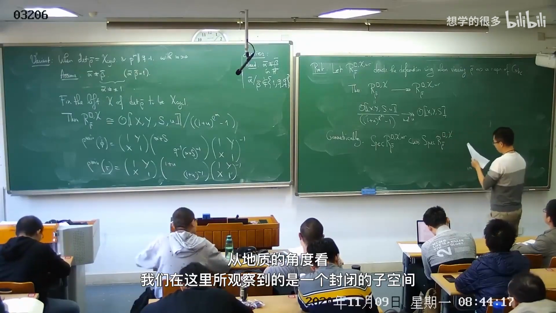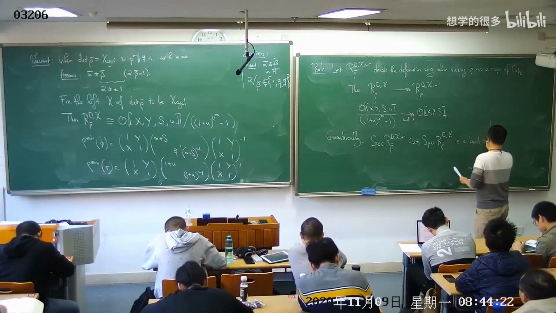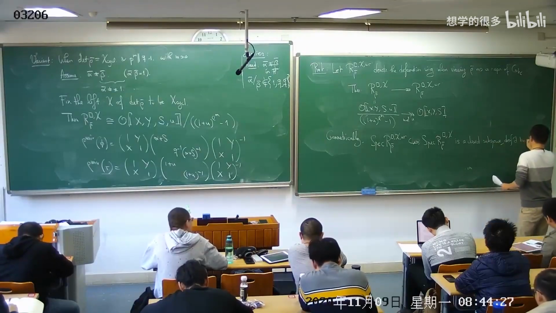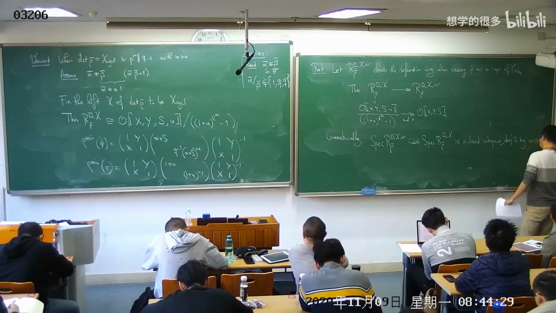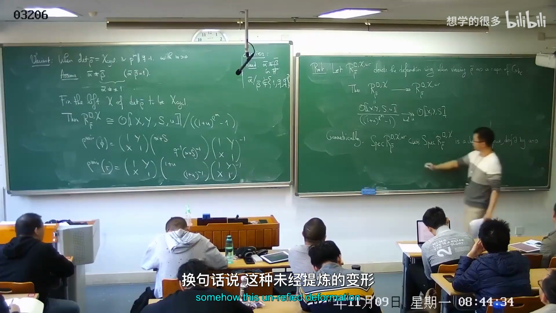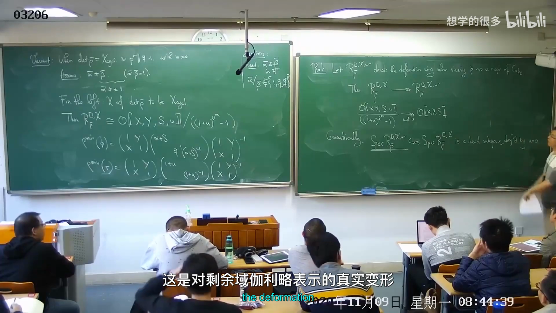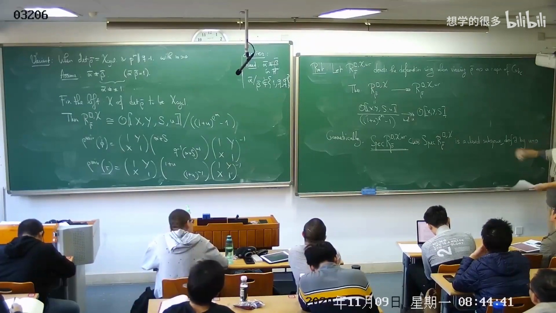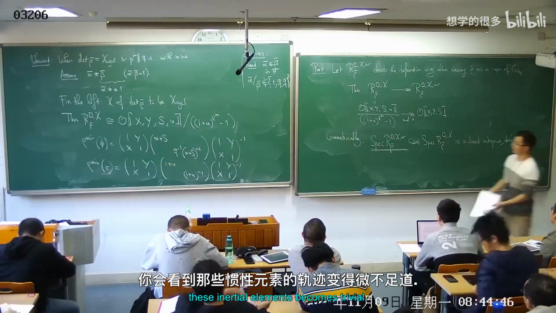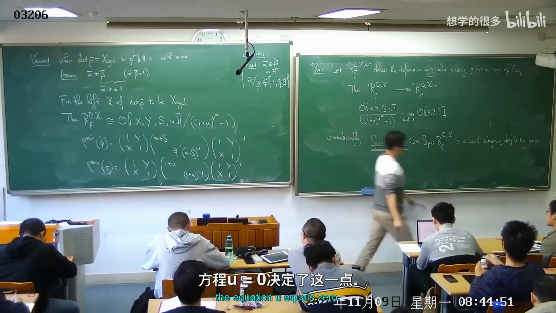Geometrically, what we're seeing here is a closed subspace defined by u equals 0. In other words, somehow this unramified deformation, or the deformation of the Galois representation of the residue field, is really the deformation as a big Galois group, and then you look at the locus where these inertial elements become trivial. So that's determined by the equation u equals 0.